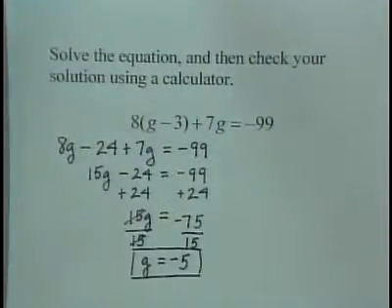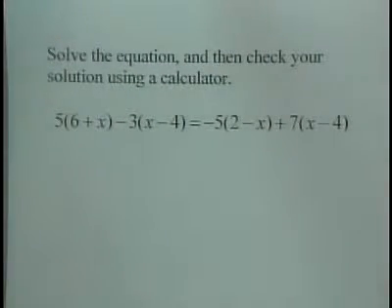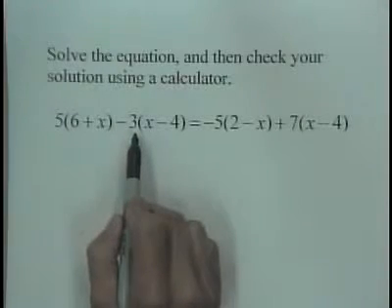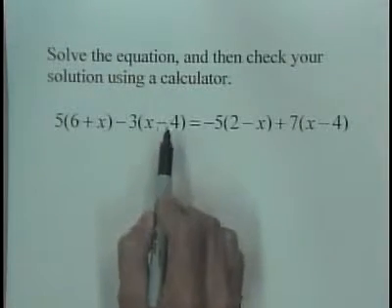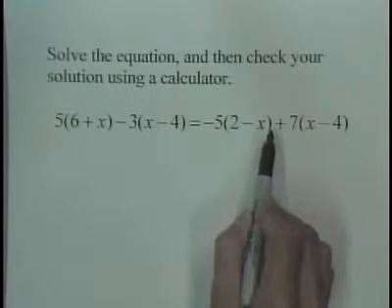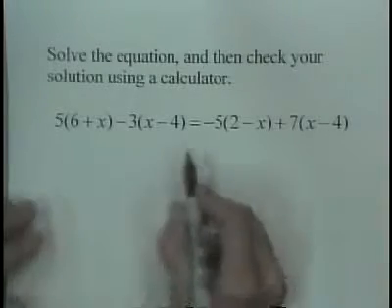Well, let's try another. Again, we want to solve the equation and check the solution using a calculator. This equation reads 5 times (6 plus x) minus 3 times (x minus 4) equals negative 5 times (2 minus x) plus 7 times (x minus 4). What you might do is stop the tape right now and try this on your own and then restart it to see how you did.